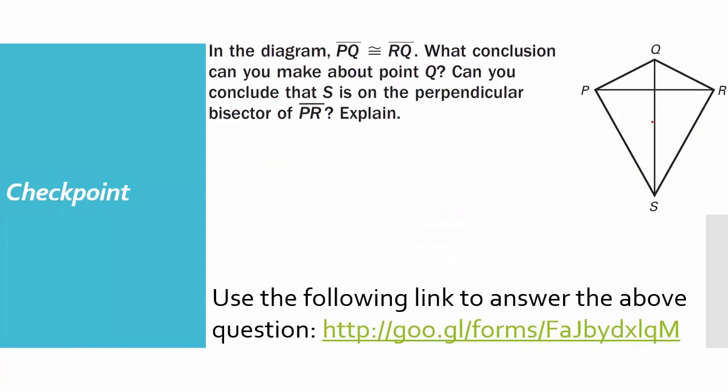Now it's your turn. Please answer checkpoint problems 1 and 2 in your Google Doc for your assignment tonight. Checkpoint problem number 1. In the diagram, line segment PQ is congruent to line segment RQ. What conclusion can you make about the point Q? Can you conclude that S is on the perpendicular bisector of line segment PR? Explain.